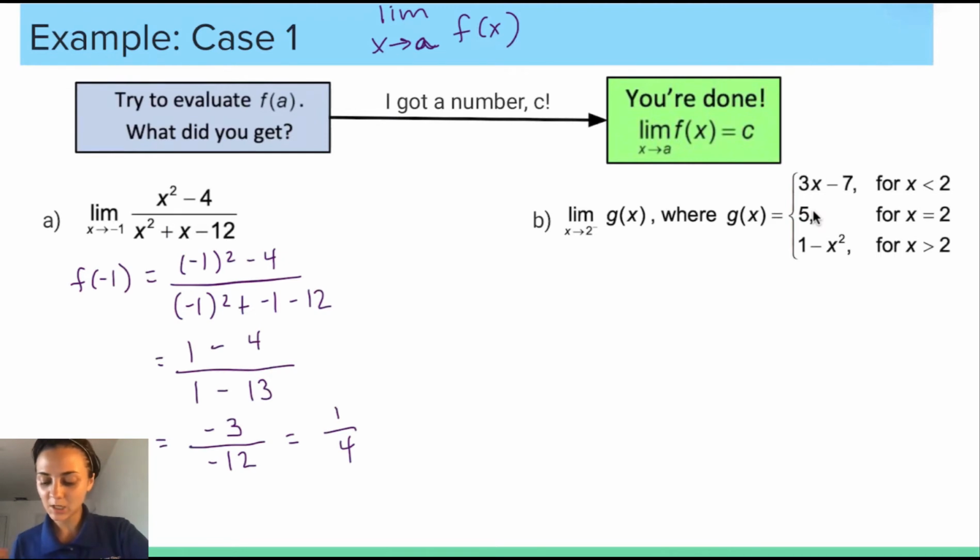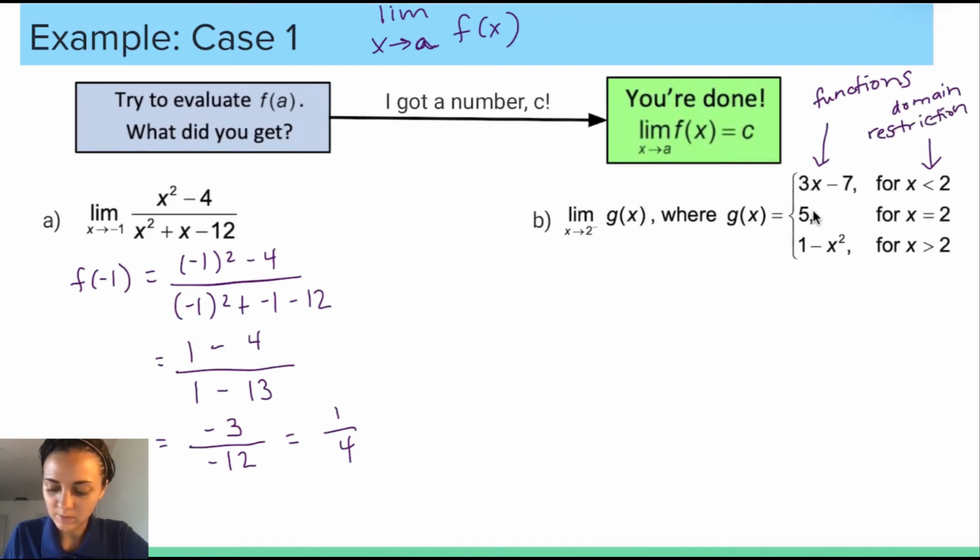B is very similar, it just has the added challenge of being a piecewise function, so you have to be more careful into which function you plug into. So just a reminder of how piecewise functions work. Here we have our different functions, and these are called my domain restrictions. So the domain restriction basically just tells you which function you can plug which values of x into.